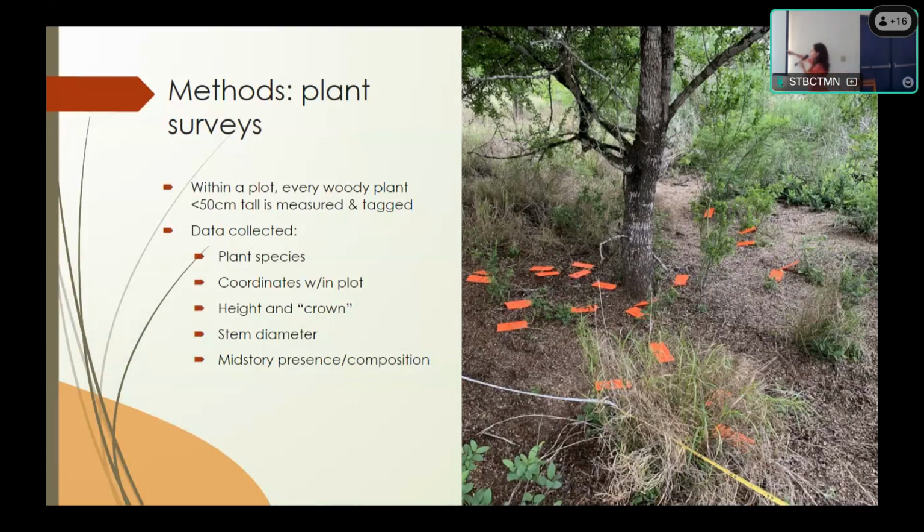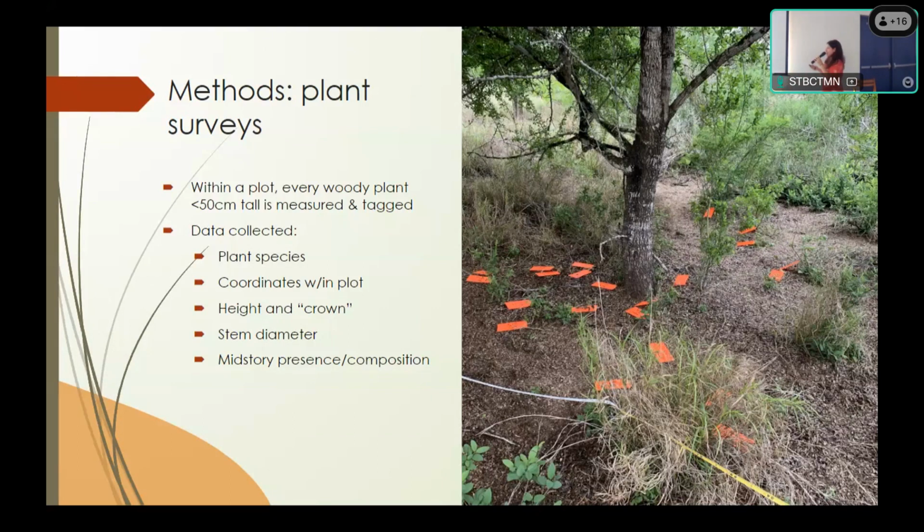As you can see here, this is our ebony canopy, or our ebony trunk. And then there's a bunch of tags around here. These are all of the plants. And that was before I even finished this plot. And then here's my little tape going through, because we have a coordinate system that we use.